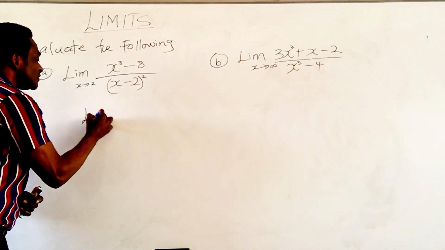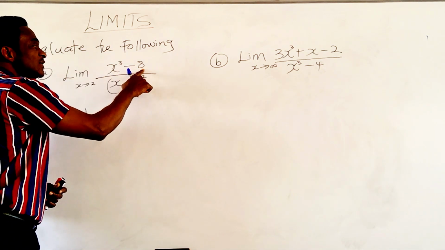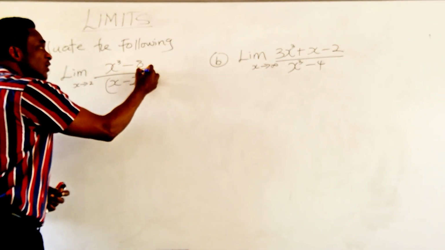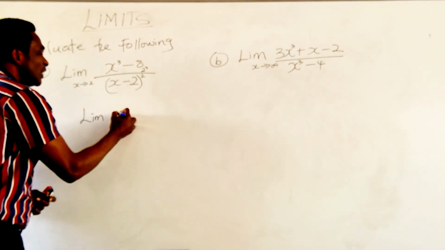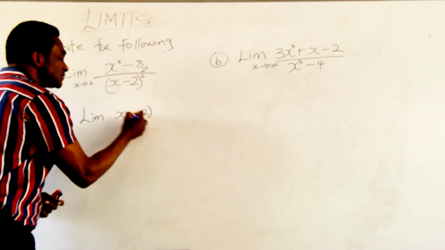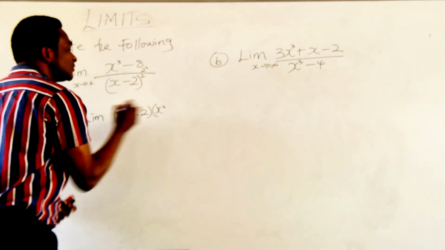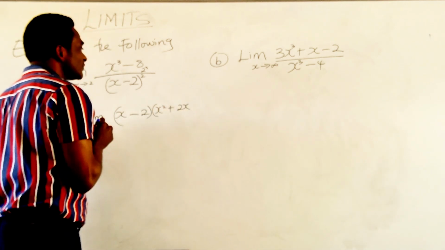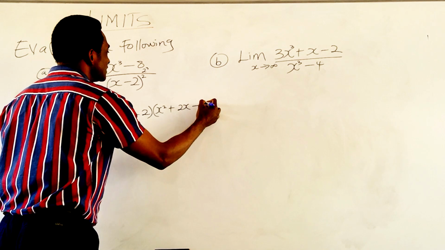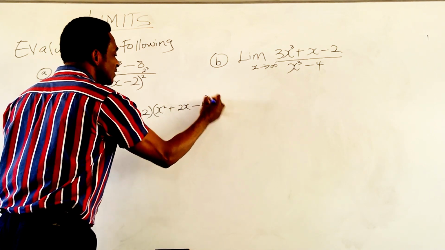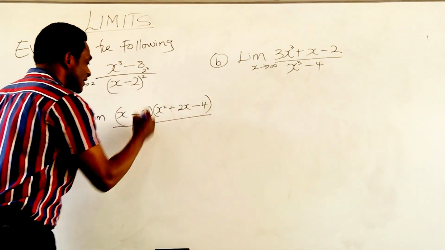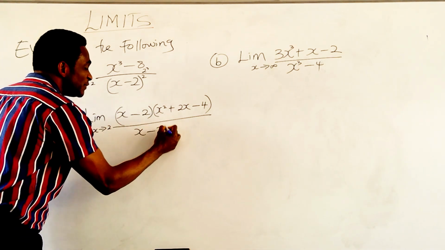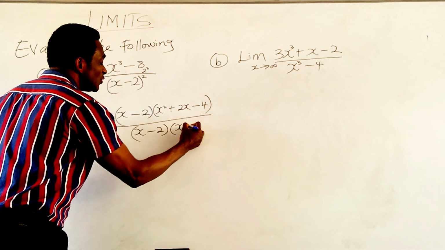So let's go. The limit of this is the difference of 2 cubes, because this is also 2 cubed. So we will have first minus last, into first all squared plus first times last plus last all squared, which is 2 all squared, all 4, all over. We also simplify the denominator. We expand it. So this is what we have.